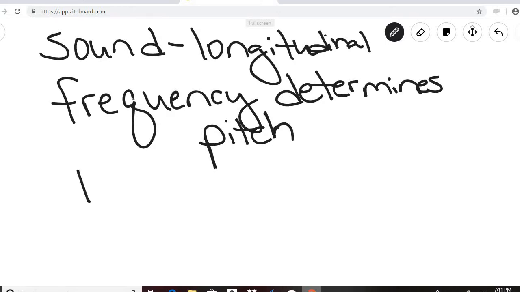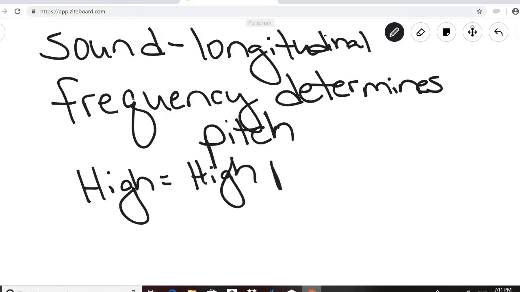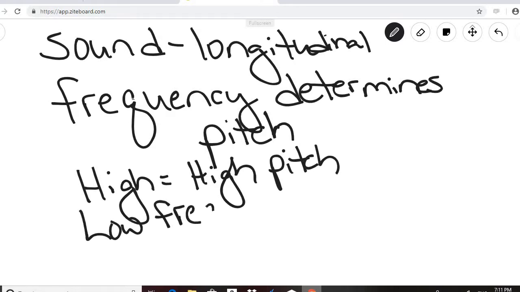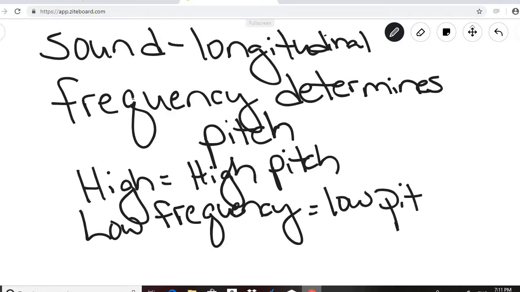P-I-T-C-H. So high frequency equals high pitch, and low frequency equals low pitch. So if you keep all that in mind, then you should also realize that a short wavelength will give you a high pitch, and a long wavelength will give you a low pitch. So wavelength would be the exact opposite of these because they are inversely proportional. Okay, so frequency determines pitch.